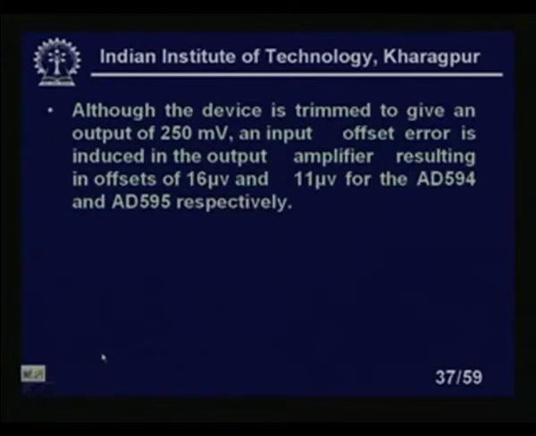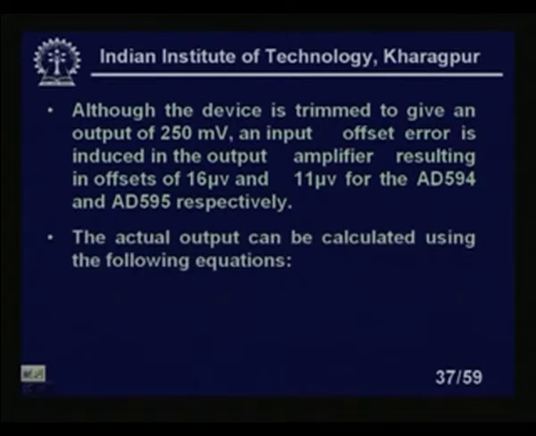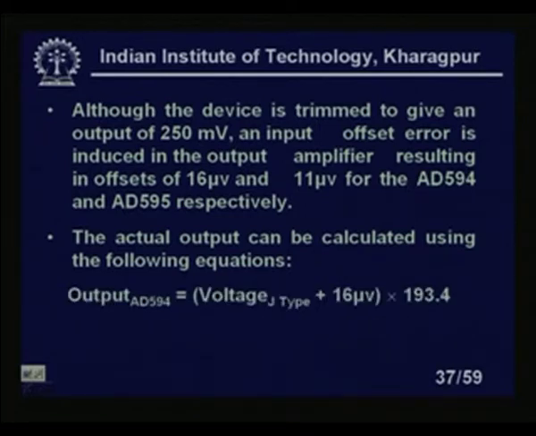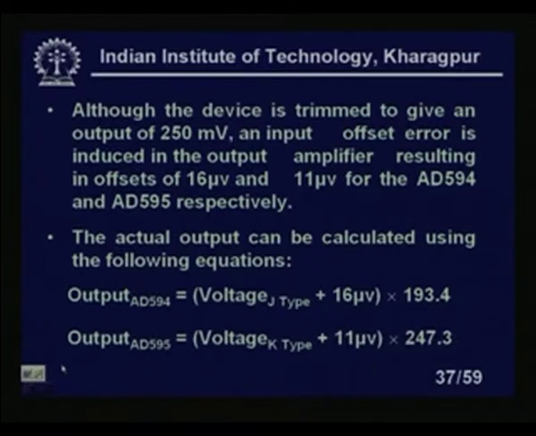Although the device is trimmed to give an output of 250 millivolt, an input offset error is induced in the amplifier, resulting in an offset of 16 microvolt and 11 microvolt for the AD594 and AD595 respectively. The actual output can be calculated using the following equations. Output of AD594 equals (voltage of J type plus 16 microvolt) multiplied by 193.4. This is the actual output voltage I will get from this circuit. And in the case of AD595, I will get an output equal to (voltage of K type plus 11 microvolt) times 247.3.